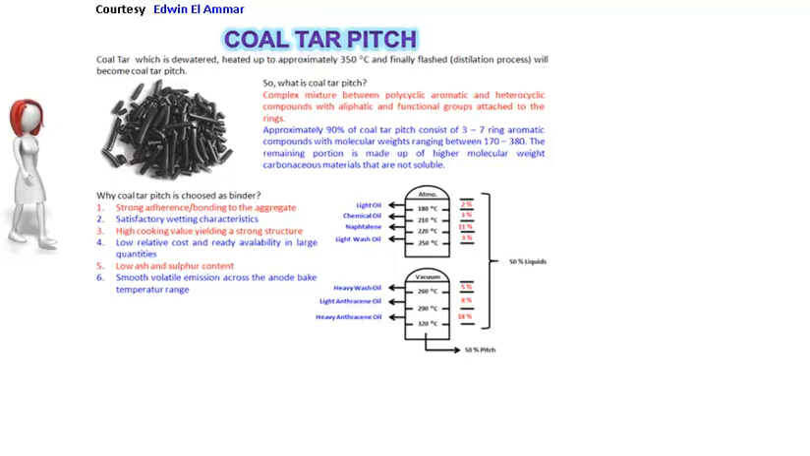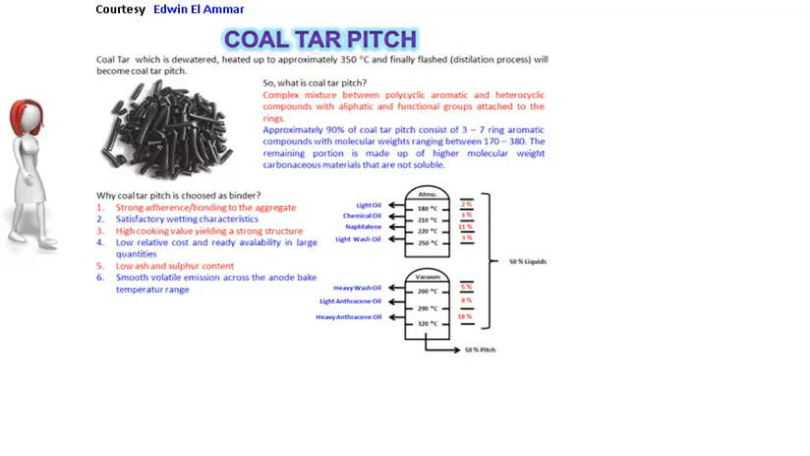So, what is coal tar pitch? A complex mixture of polycyclic aromatic and heterocyclic compounds with aliphatic and functional groups attached to the rings. Approximately 90% of coal tar pitch consists of 3 to 7 ring aromatic compounds with molecular weights ranging between 170 and 380. The remaining portion is made up of higher molecular weight carbonaceous materials that are not soluble.